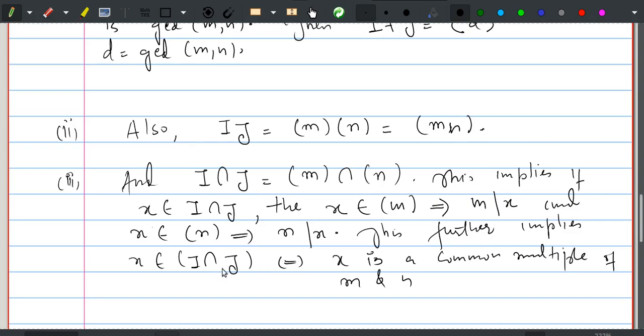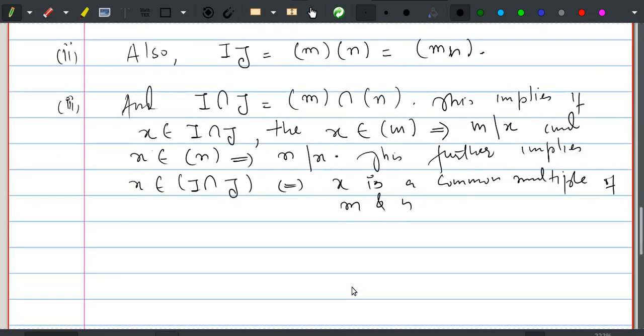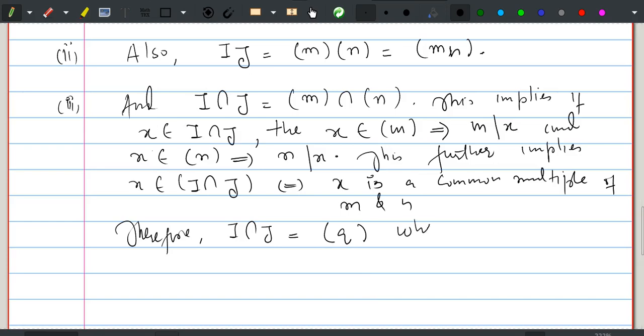So this intersection is going to be generated by a single element. Now we have to look at the smallest positive integer which is contained in I intersection J. Obviously that will be the least common multiple of M and N, and hence their intersection is generated by the least common multiple. So therefore I intersection J is actually the ideal generated by, say, Q, where this Q is actually the LCM of M and N.